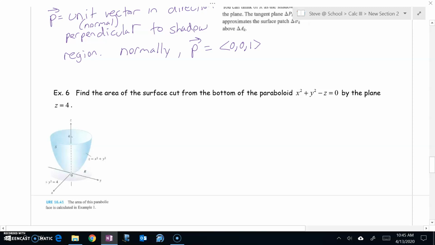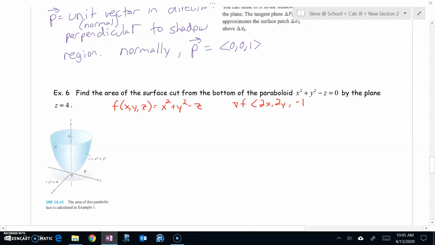So first, what is the function of the surface? It is f of x, y, z, which is equal to, we're going to let this be x squared plus y squared minus z, because that's our paraboloid, the surface. So the first thing you want to find is the gradient. Remember, the gradient is just the partial derivatives. So the gradient of this surface is 2x, 2y, and then negative 1.